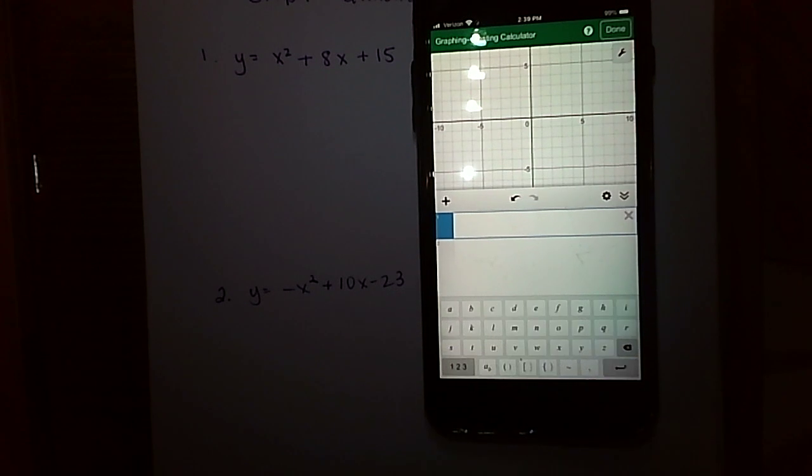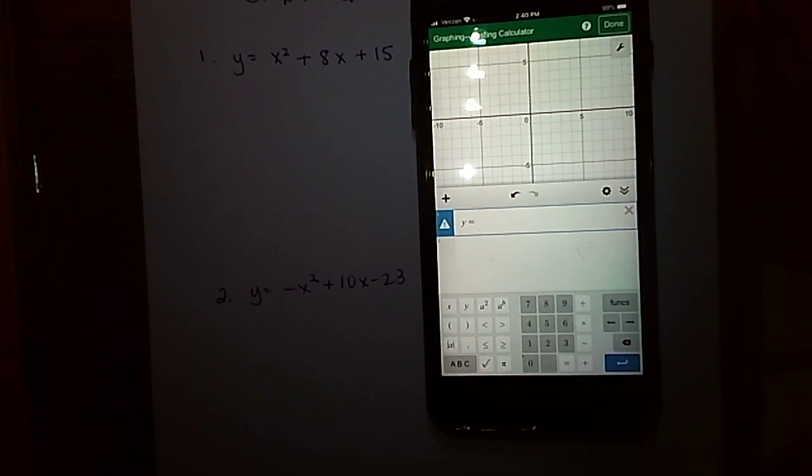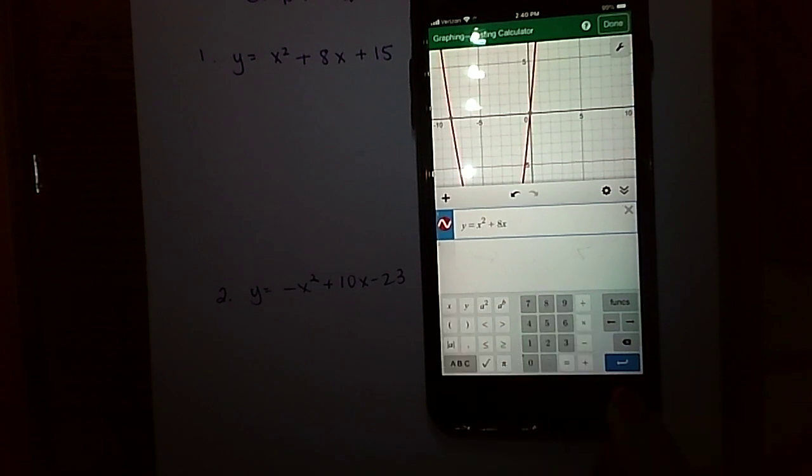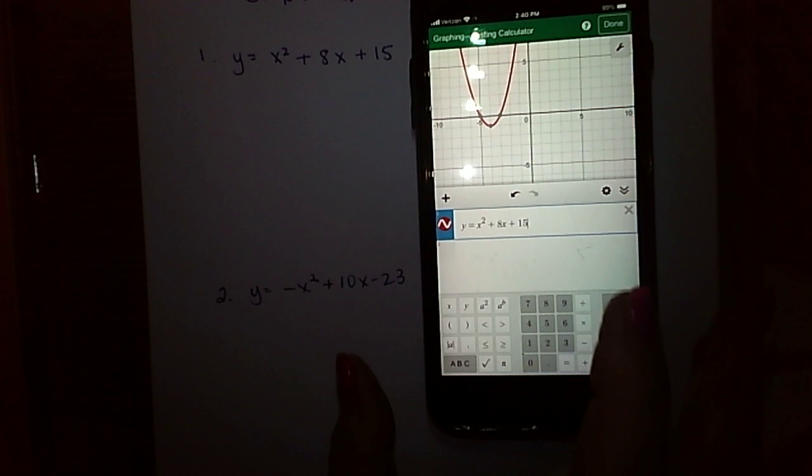Okay, so I'm going to hit ABC, and I'm going to put Y. Where's my Y? Come back to 1, 2, 3. There's my equals. My equation said x squared plus 8x plus 15. So there's my x. That is my x squared, where it says that little a squared, plus 8x plus 15. So now I have that graph on my calculator and I can see it. So now that I can see it, I can certainly now go ahead and solve all these things about it.